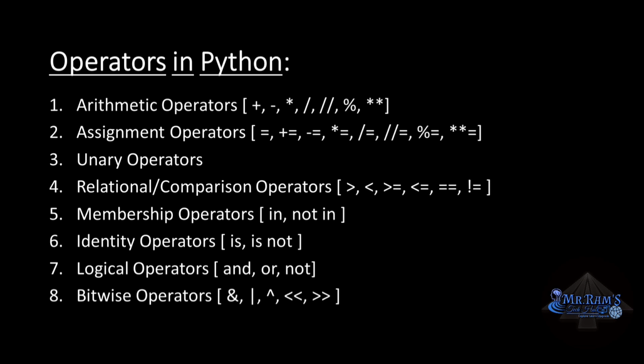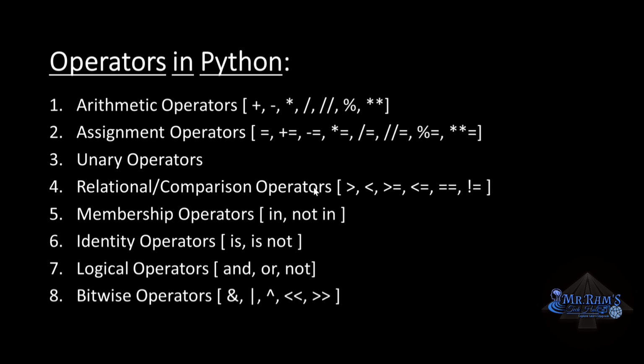Whether it is arithmetic operations, assignment operations, or unary operators. You know these arithmetic operators, for adding values, subtraction, multiplication, division. These are some basic operations everyone knows. And we also have assignment operators, for assigning values and for updating values. Unary operators change the sign of a value, plus to minus, minus to plus. Then relational or comparison operators.